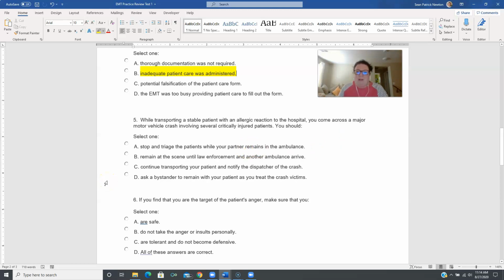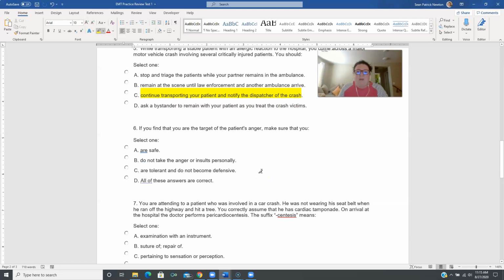Remain at the scene until law enforcement and other ambulances arrive. Well, that might seem like the right thing to do, but you need to keep on with your patient and continue transporting. So this is the right answer: continue transporting your patient and notify dispatch of the crash. And ask a bystander to remain with your patient as you treat the crash victims. No, that's definitely wrong. Although it may seem difficult to do, once you start taking care of a patient, it's your patient.